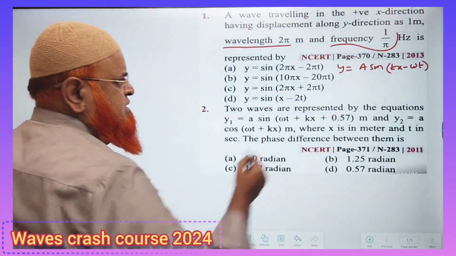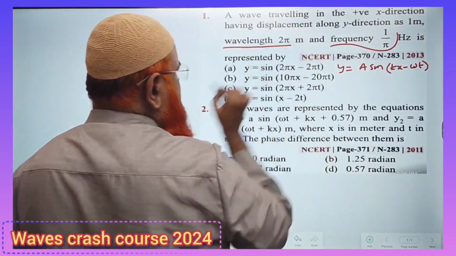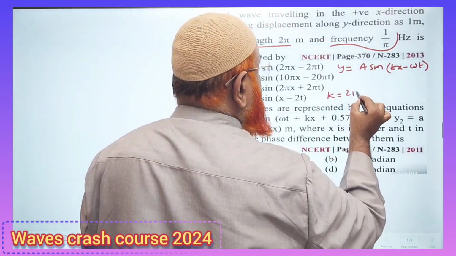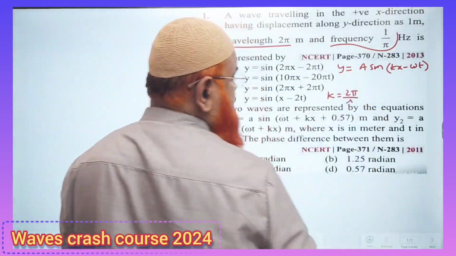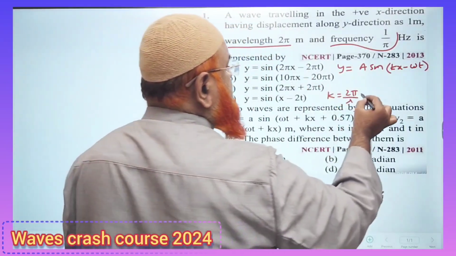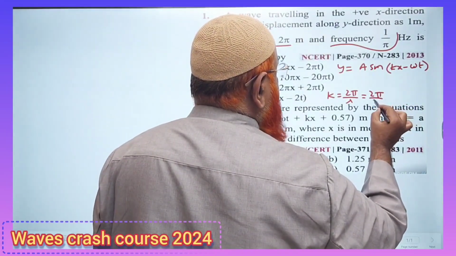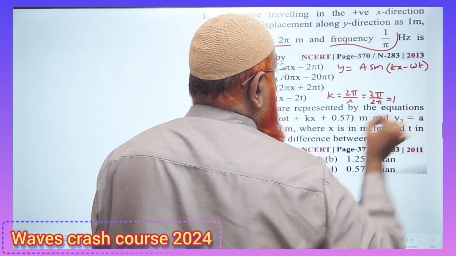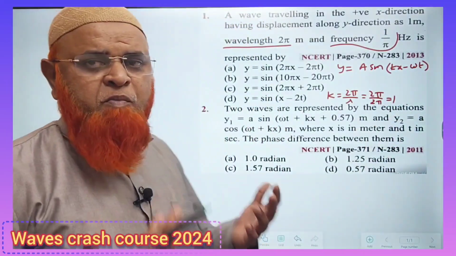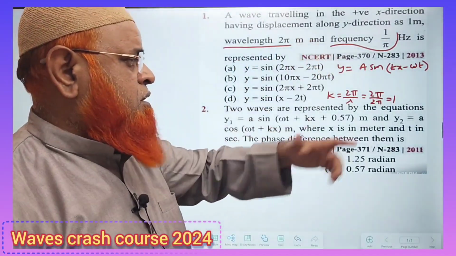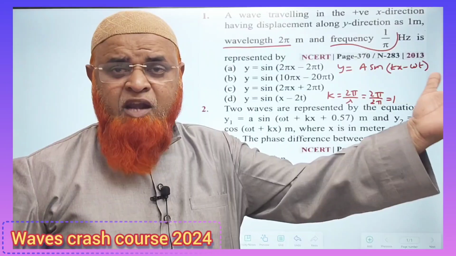So for that, you know that wavelength is 2 pi. So you can write k is equal to 2 pi by lambda as a general formula. Instead of wavelength, you can write here wavelength as 2 pi. So 2 pi divided by 2 pi is going to be 1. So we got the value of k as 1. You can find out the value of omega also.